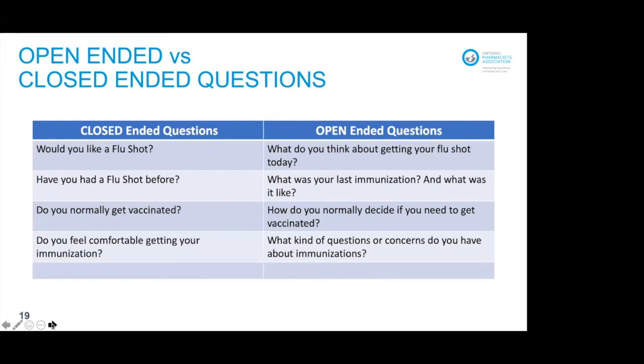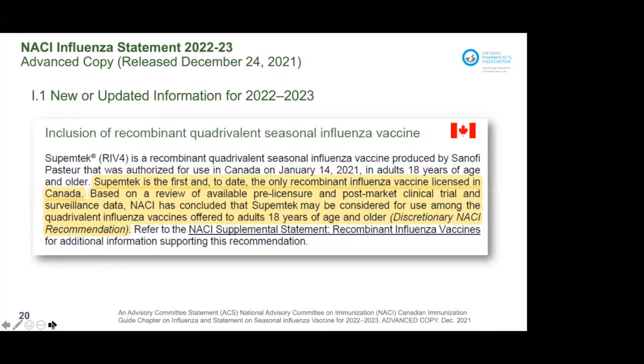So getting back onto the topic of influenza, I did want to highlight specifically that the new NACI statement on influenza for the 2022-2023 year highlights the fact that the recombinant influenza viral vaccine is identified as the first and to date the only recombinant influenza vaccine licensed in Canada. It is based on a review of available pre-licensure and post-market clinical data. So it has had a lot of study and surveillance data, and it has been shown to have great efficacy for those individuals who are 18 years and older.